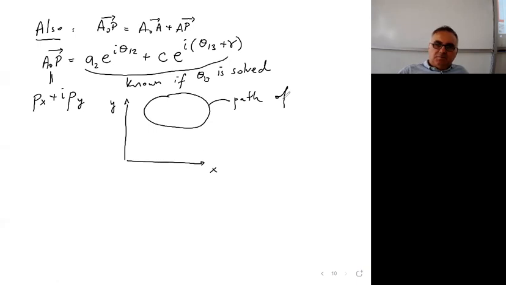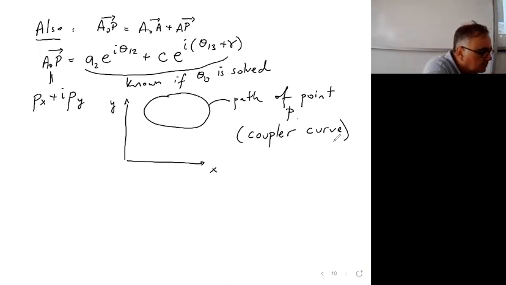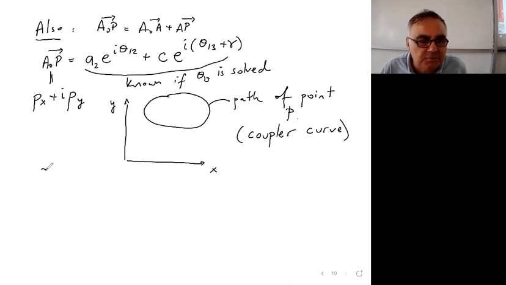So the path of point P can be drawn, and that path of point P is sometimes called the coupler curve. So we have analyzed, therefore, the four-bar mechanism. Well, we didn't solve it yet. We have just written the equations for the four-bar mechanism. And let's do the same thing for the slider crank mechanism.